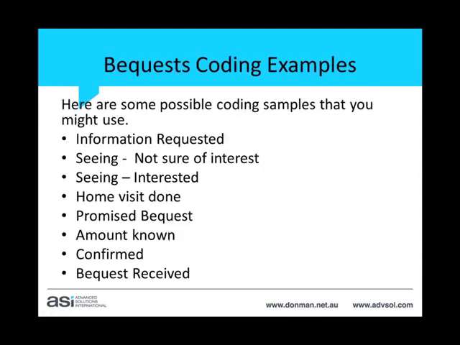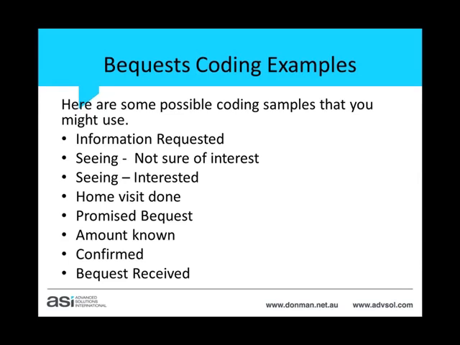So my suggested codes here are information requested. Somebody has rung us, contacted us, and said, yes, I'd like some information on a bequest. So that's an example of a code of a bequest process, a progress. And then another one might be seeing, but not sure of interest. And the next one might be, yes, they're looking into it, and they're actually interested. They've expressed an interest.